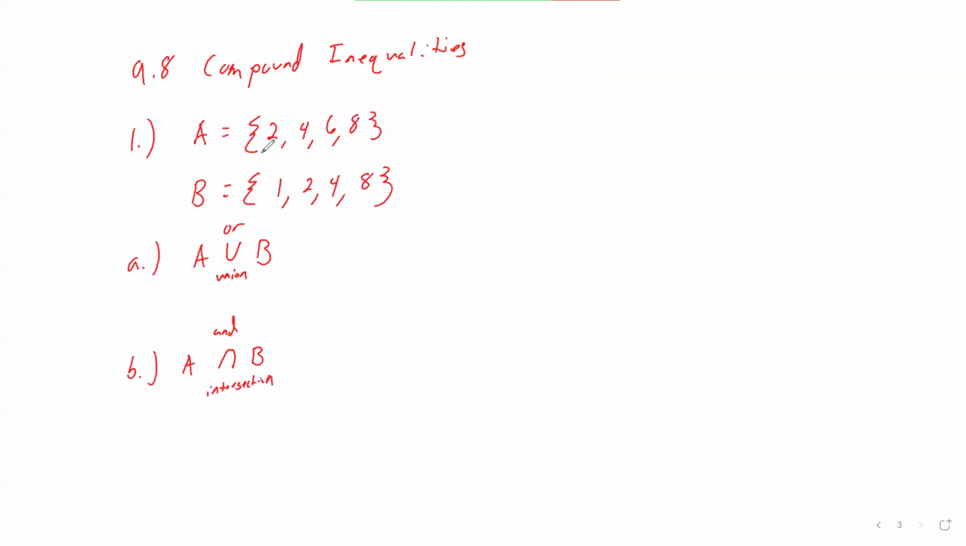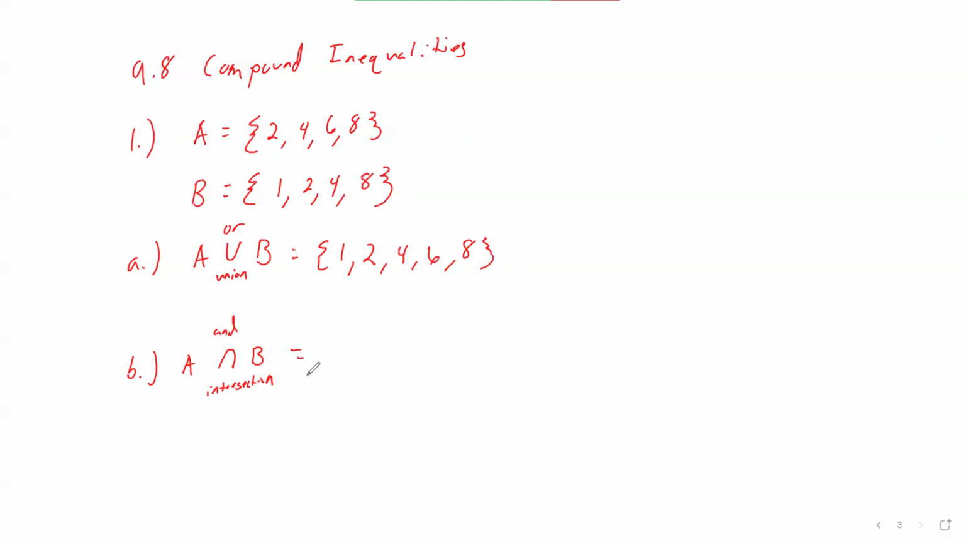For union, you're going to list all the numbers without repeating from least to greatest. So it can be in either A or B. So this ends up being 1, 2, you don't repeat, and then 4, and then 6, and then 8. So we basically list all the numbers.